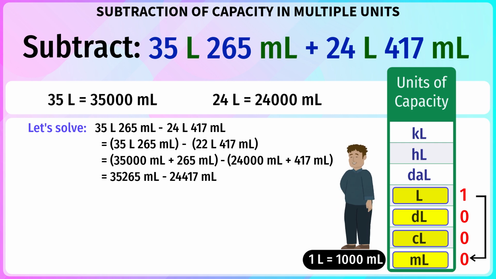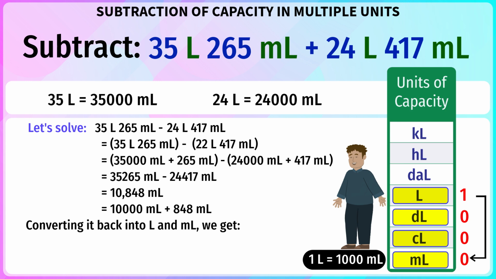35,265 ml minus 24,417 ml comes to 10,848 ml. Converting it back to the combination of units in the question, we have 10 liter and 848 milliliter. And that is the answer.